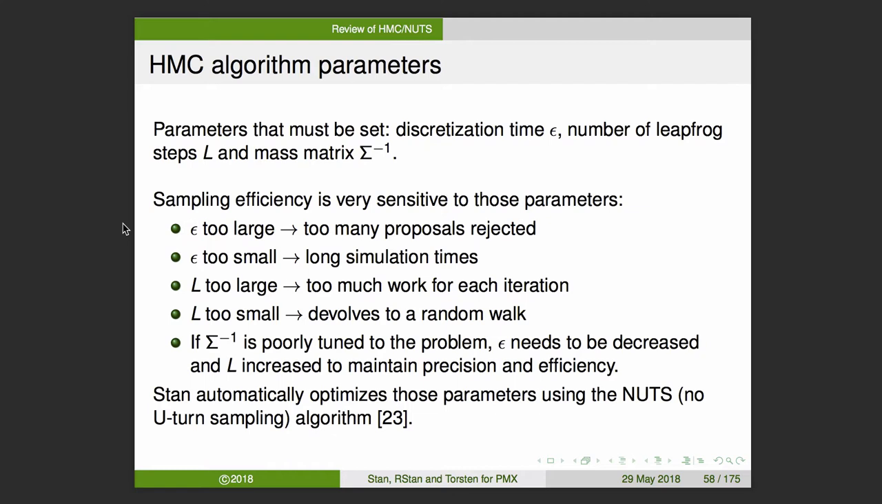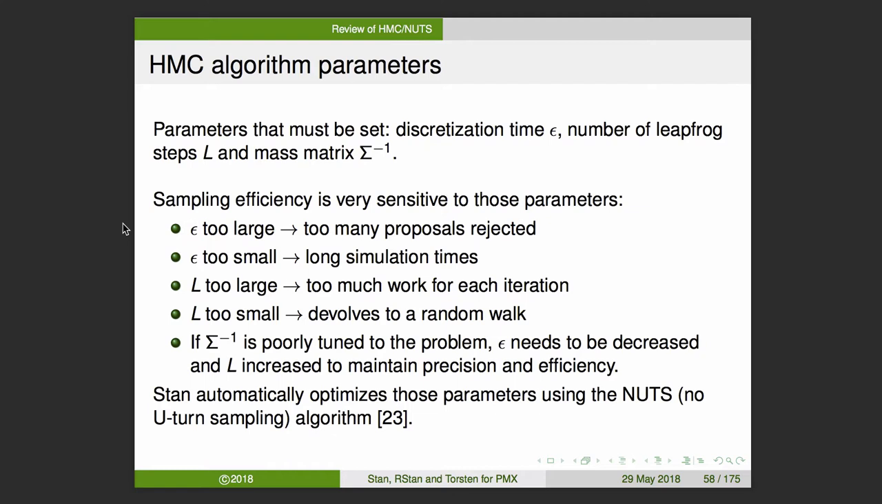So these are a few generalities. If epsilon is too big, that will decrease the accuracy of the numerical solution of the Hamiltonian, and you'll end up rejecting too many proposals, and it gets inefficient because of that. If epsilon is too small, the simulation times start getting very long, because you're having to calculate your likelihood for every one of those little steps, so you lose efficiency that way. If L is too big, you're doing too much work per iteration before you actually collect a step. You could find yourself wandering all over the probability distribution before you stop, so you've taken too long a trip to get the information you want. And if L is too small, it devolves into a random walk, and you may as well use a Metropolis sampler.